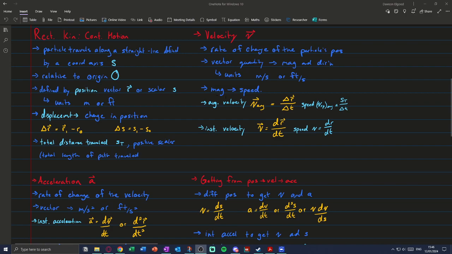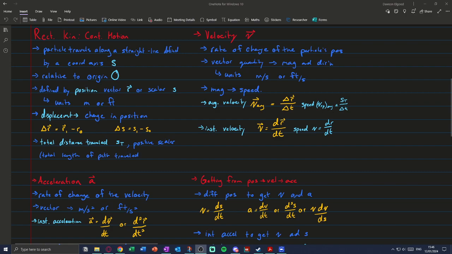The magnitude, just the magnitude, when we take away the direction, so the scalar value, is going to be speed. Average velocity is going to be the change in position, or displacement, over the change in time, as opposed to speed. This is the notation: the velocity, and the speed, which clearly shows that it is a scalar value.